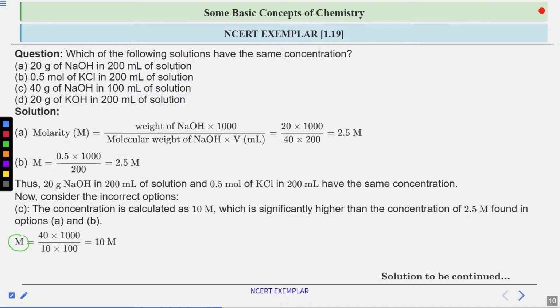First is the molarity of the C case. The given mass is 40 gram. And what is the molar mass of sodium hydroxide? It will be 40. Just correct it, this will be 40. The molar mass of NaOH is 40. Then perform this calculation, and you will get 10 molar as the concentration. Is this part clear?